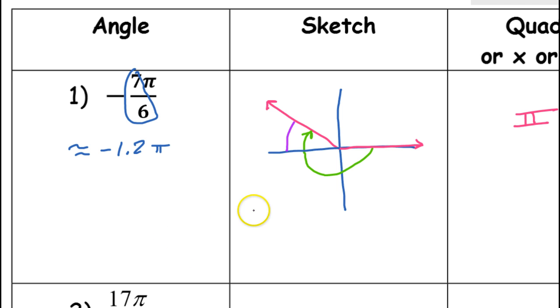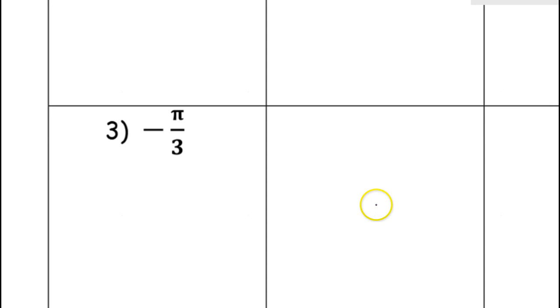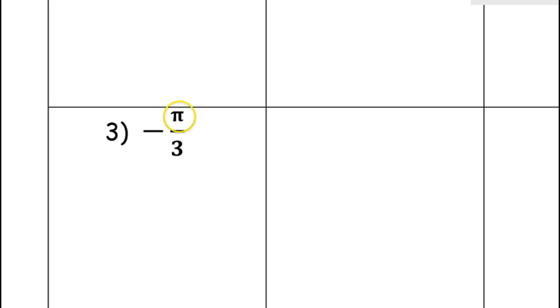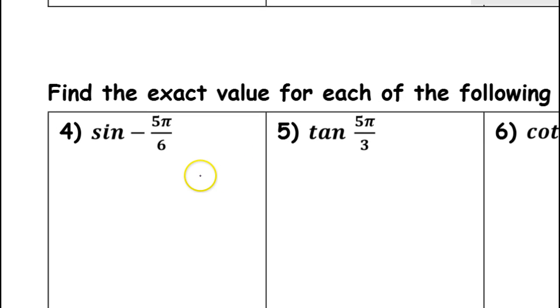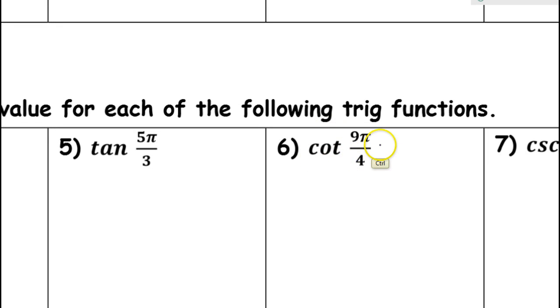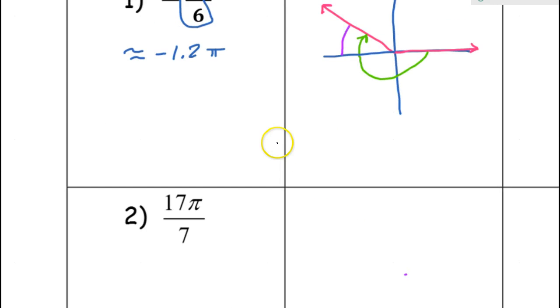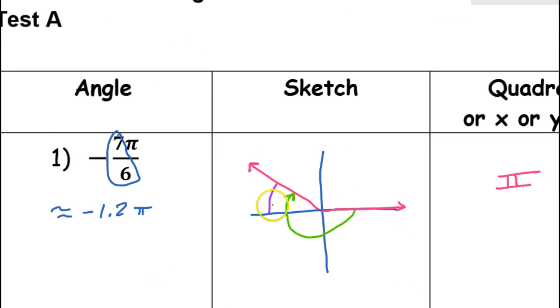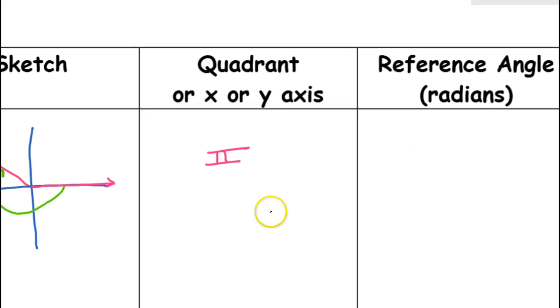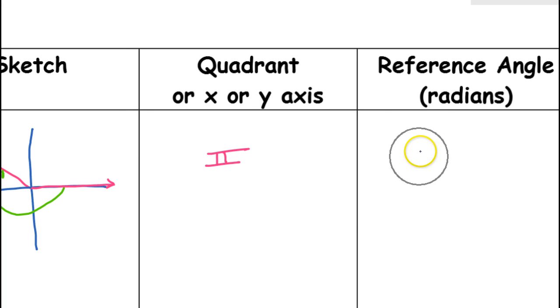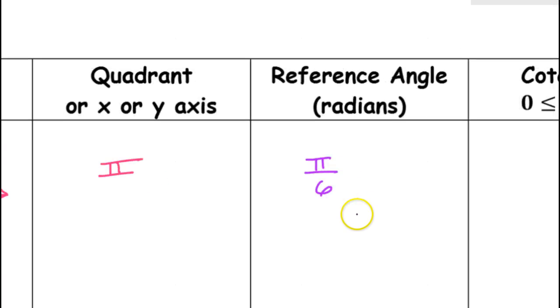Okay, so let me see if I can see any more of these. So the reference angle here is just going to be pi over 3. The reference angle for this would be pi over 6. This would be pi over 3. The reference angle would be pi over 4. Okay, so if it's one of the special denominators, you really don't have to do any calculations. You can just see immediately that the reference angle will be pi over 6.